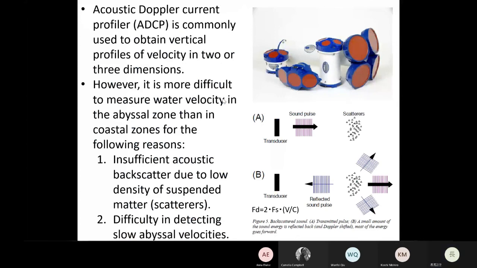On the other hand, the acoustic Doppler current profiler, so-called ADCP, is commonly used to obtain vertical profiles of velocity in 2 or 3 dimensions. However, it is more difficult to measure water velocity in the abyssal zone than in coastal zones for the following reasons. First, insufficient acoustic backscatter due to low density of suspended matter or backscatterers. And second, difficulty in detecting slow abyssal velocities.